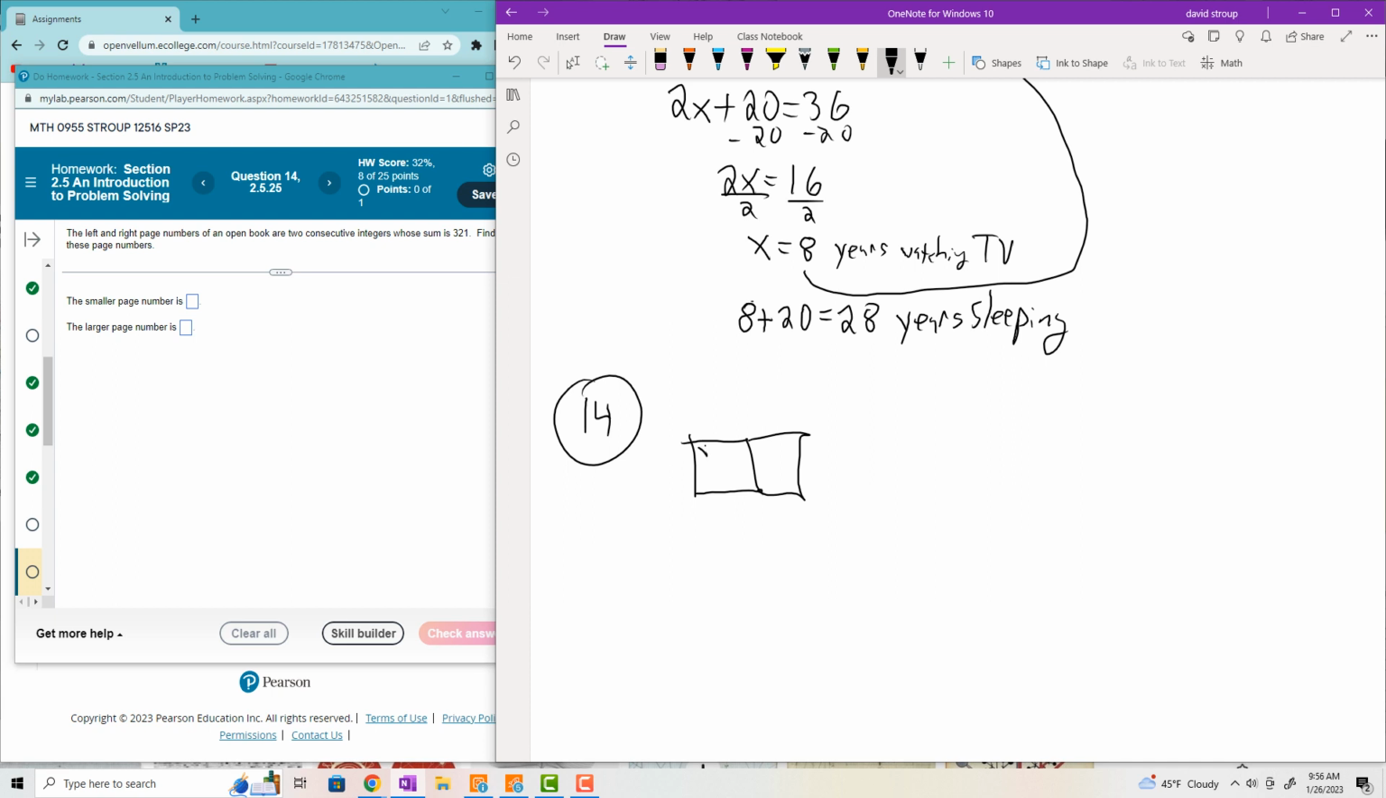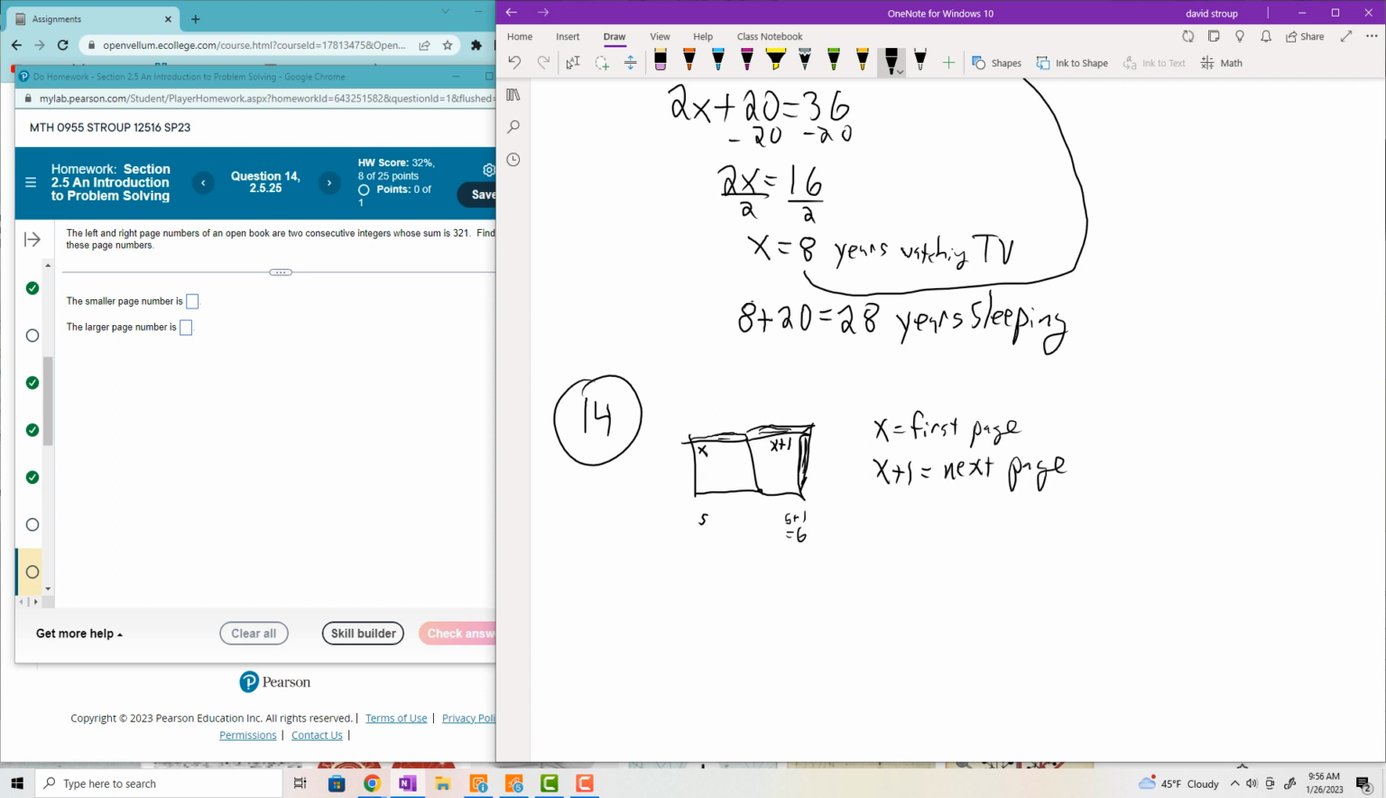So we'll say that this first page is X, right? And then the second page over there, what's that got to be? For instance, if the first page was page 5, the second page would have to be 5 plus 1, which is 6. So if you call the page X, then the right-hand page, to get its value, you just add 1 to it. So X is your first page, and X plus 1 is the next page.